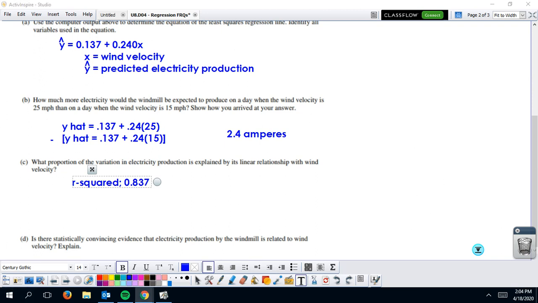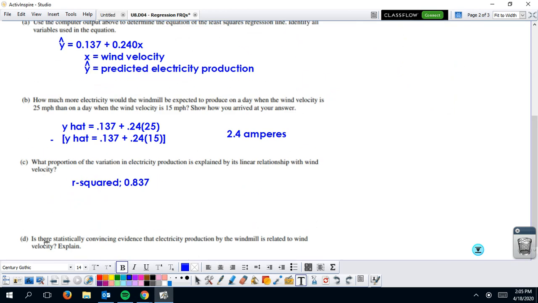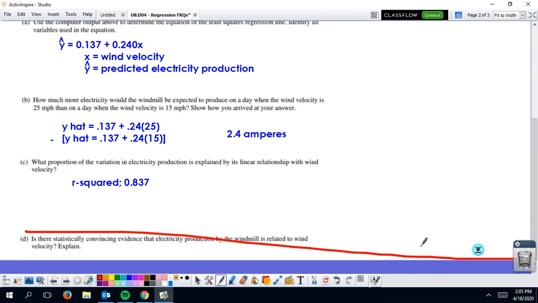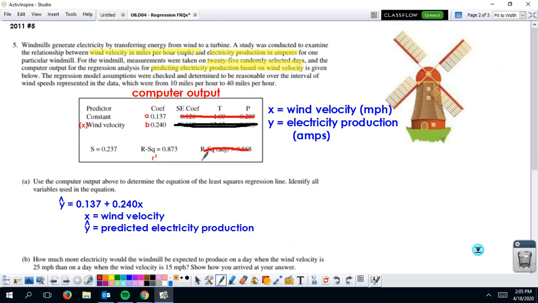Let me scroll back up. R squared right there. And then D, is there statistically convincing evidence that electricity production? That is not on your exam this year. That is from the unit that we don't have to learn because they cut out 25% of the material. All right, so that's pretty easy.